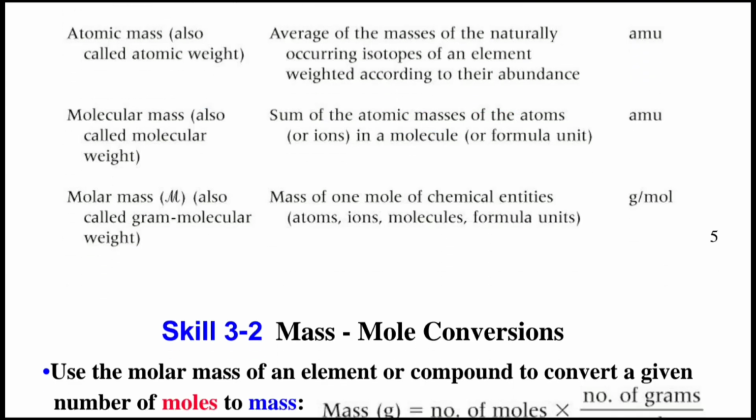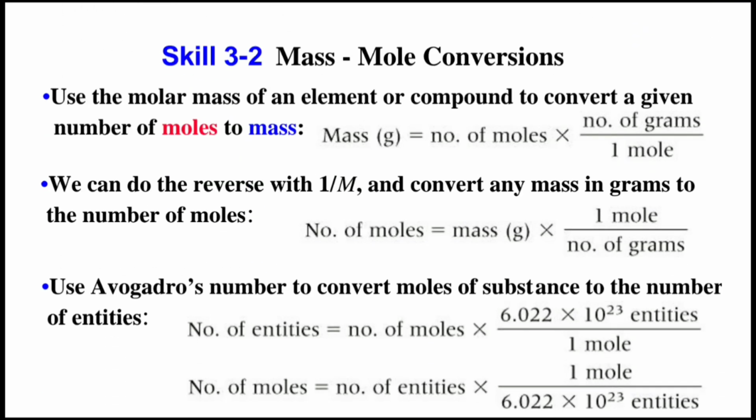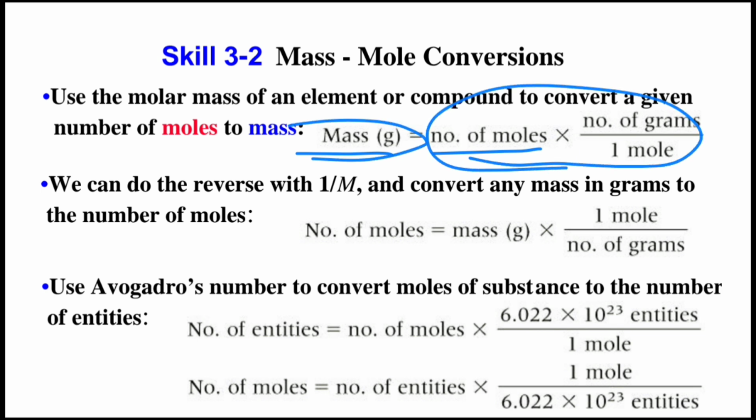Skill 3: mass-mole conversion. How can we convert mass into moles and moles into mass? Use the molar mass of an element or compound to convert a given number of moles. This is the formula: mass equals number of moles multiplied by number of grams divided by 1 mole. We can calculate mass by using this formula, and we can do the reverse with 1 mole over the molar mass. You can see that in the reverse, moles comes upward and grams downward.